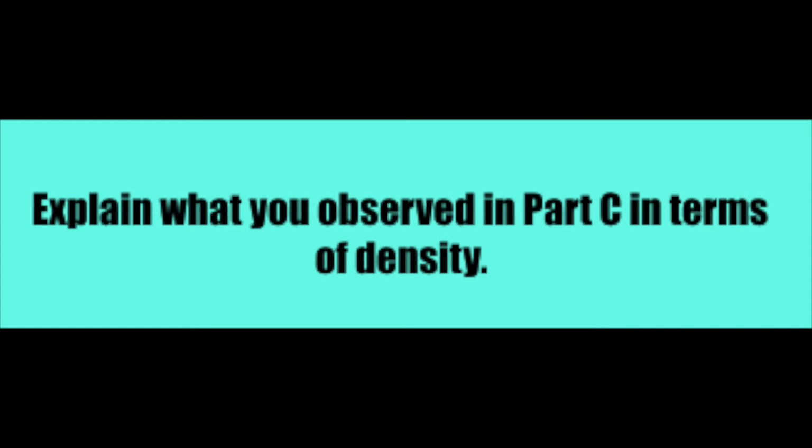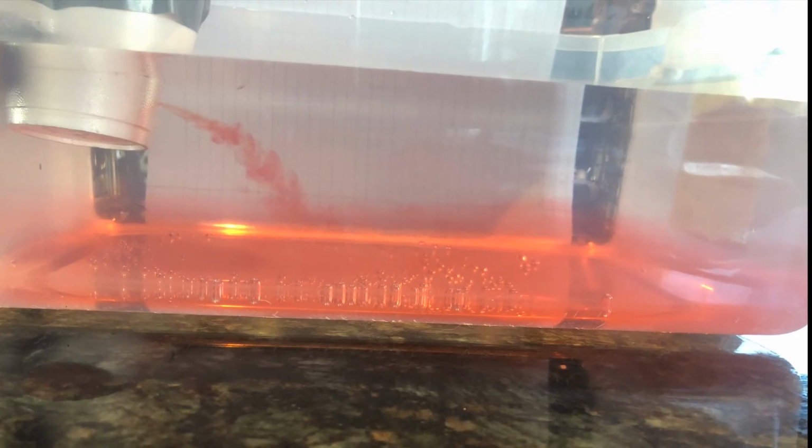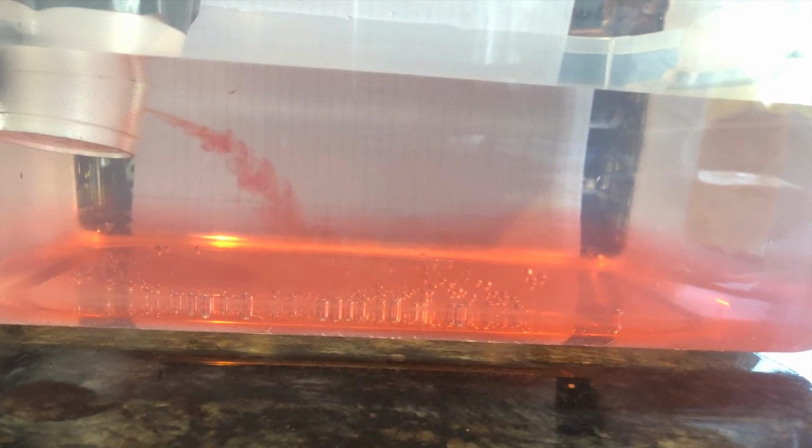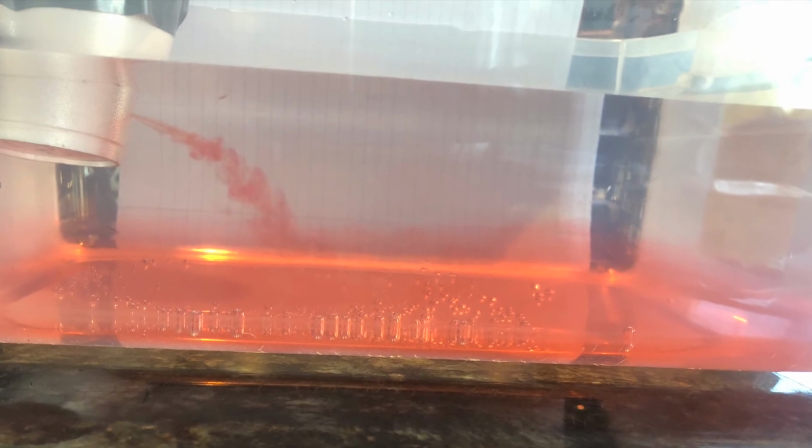Question 7. Explain what you observed in part C in terms of density. The salty red water sank because it was denser than the tap or unsalted water surrounding it. It has more particles dissolved in it.